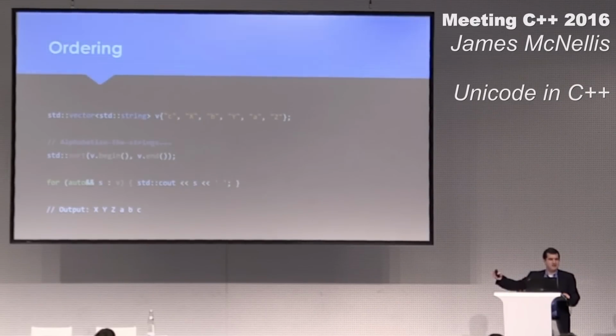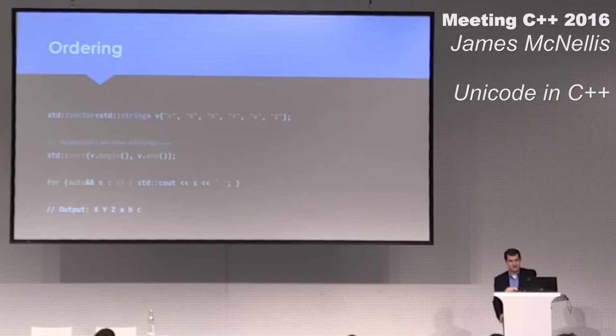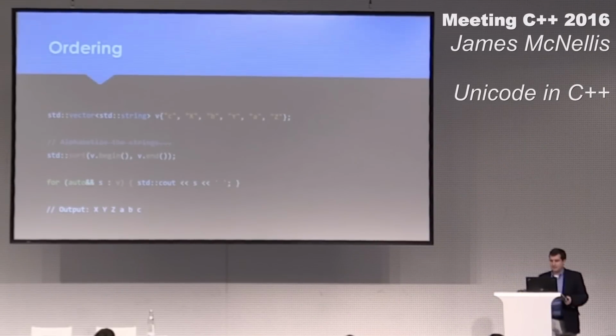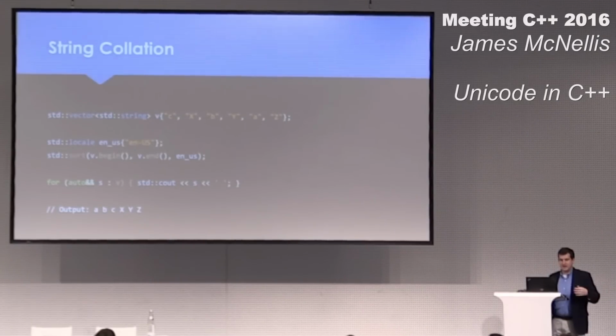So here, X, Y, and Z have code points that are lower. If you look at the ASCII table, they appear first, and then the lowercase letters appear second. So that's why they get sorted in this way. In order to alphabetize, we have to do what's called collation, and that requires a locale. For example, if we sort using the English locale, then we get the alphabetized result that we're looking for.